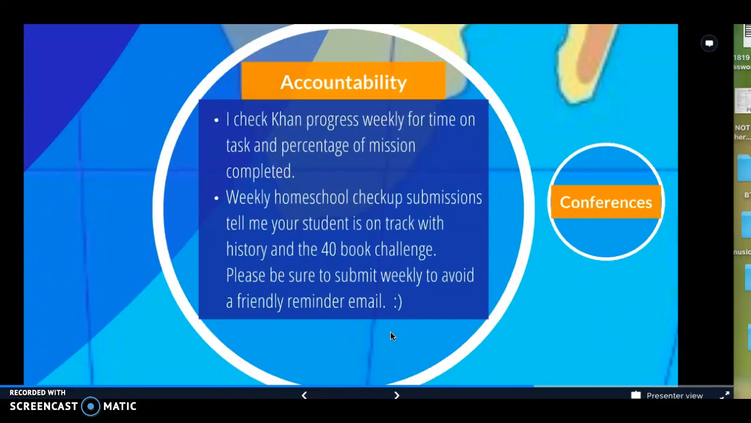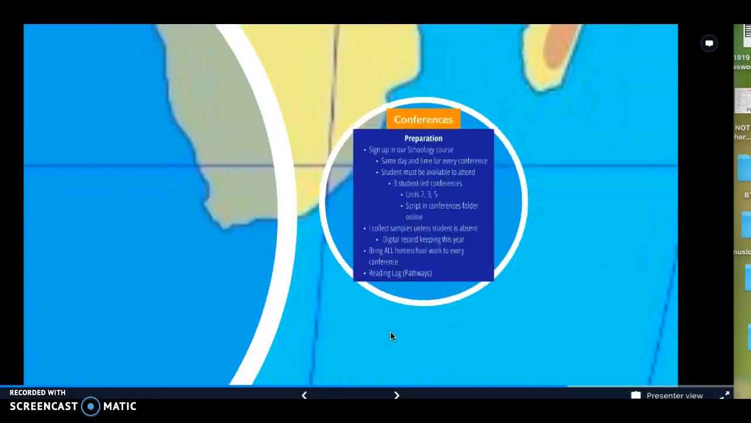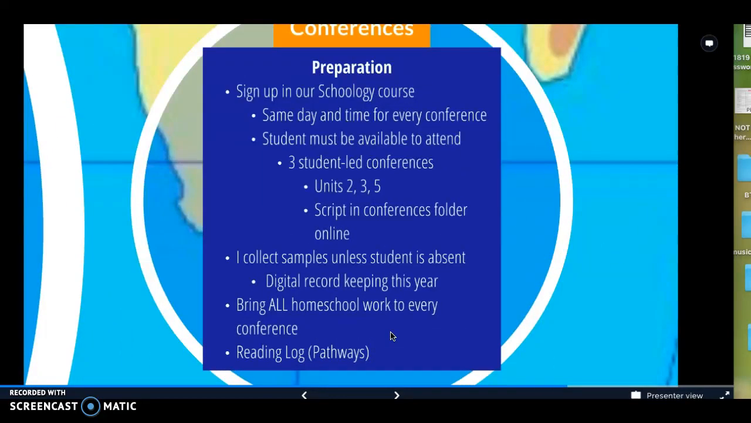Okay, accountability. I check Khan progress weekly for time on task and percentage of mission completed. And I'm also going to be weekly checking those homeschool checkup submissions. So please make sure that you submit on time and that you are up to date on the Khan time, or you will receive a friendly reminder email from me just saying that it's important that you keep up on those things.